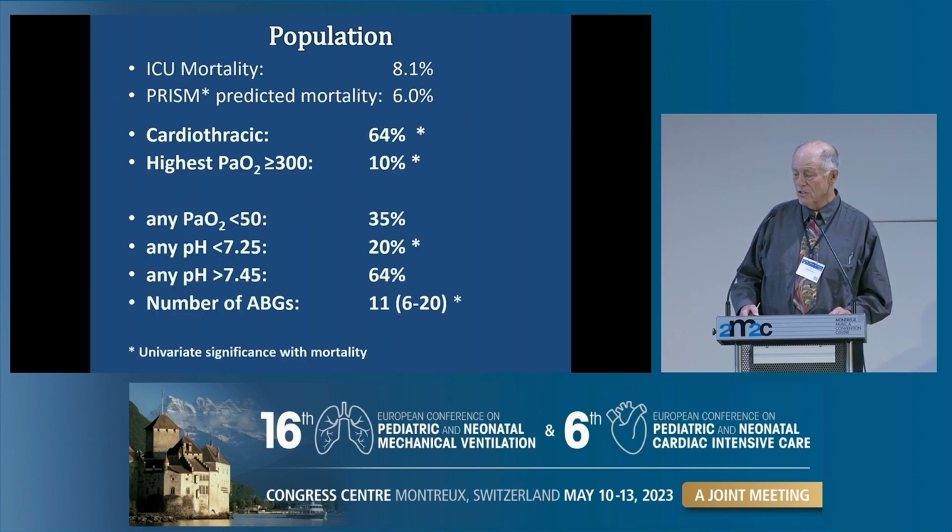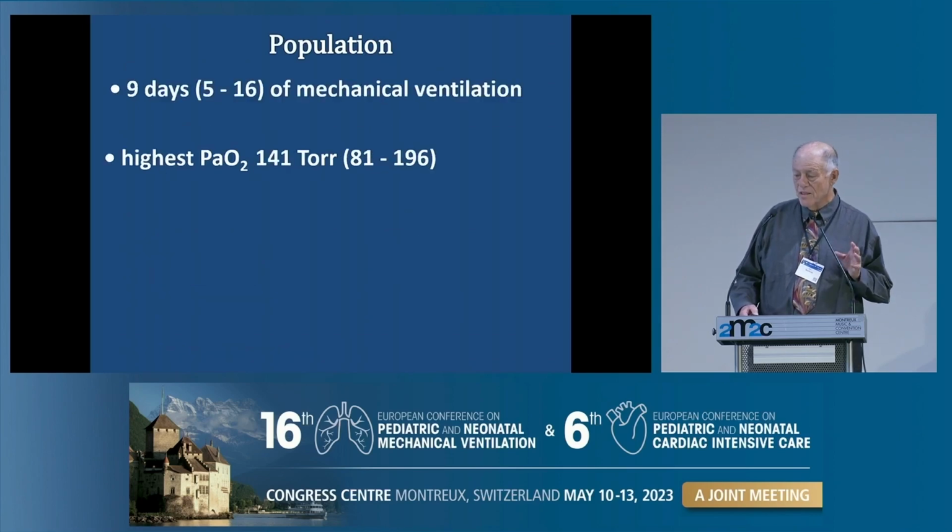And the covariates, those with asterisks, the PRISM and which unit you were in, high PaO2 and a low pH, and the number of blood gases were all, on a univariate analysis, statistically related to mortality. Within the population that we studied, they had a median time on mechanical ventilation of 9 days, interquartile range 5 to 16, and the highest PaO2 that patient population saw on average was 141.